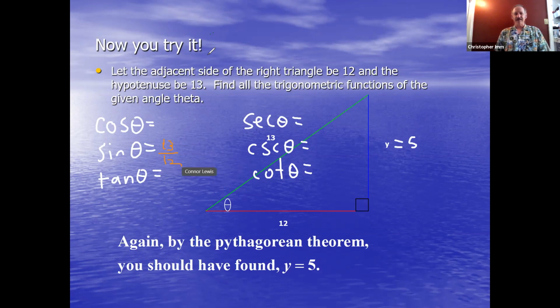Okay, so Connor says that sine is 13 over 12. Okay, Cole says that cosine is 12 over 13. And so cosine is right. If we know that cosine's right, somebody can jump all over secant right now, right?